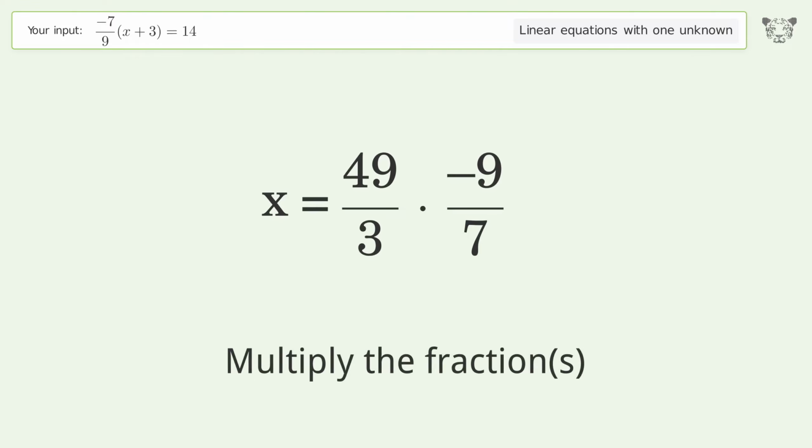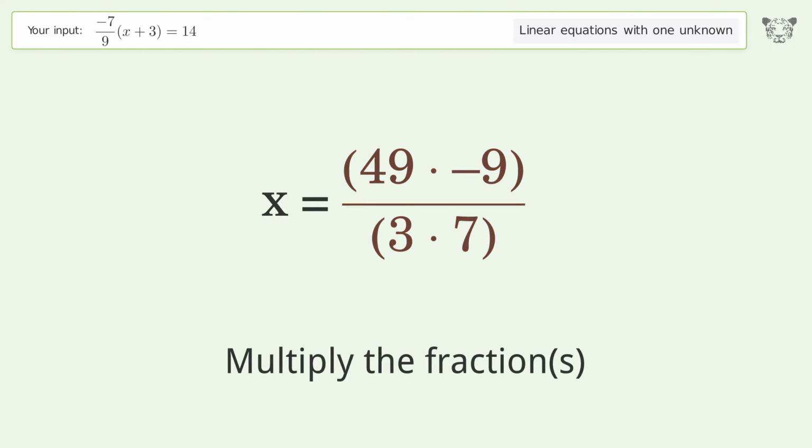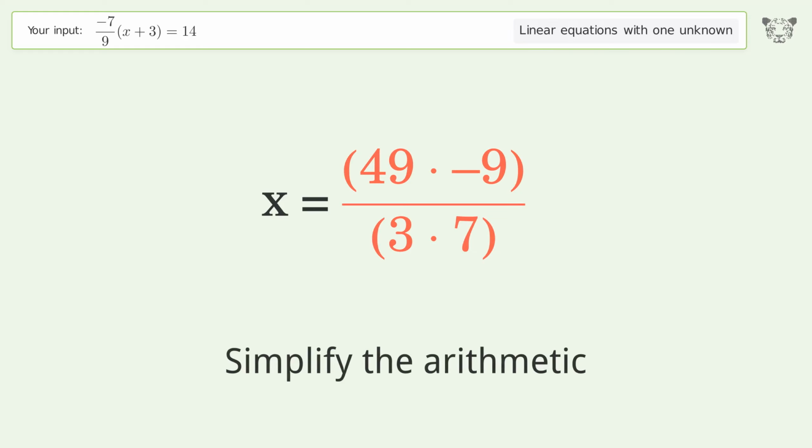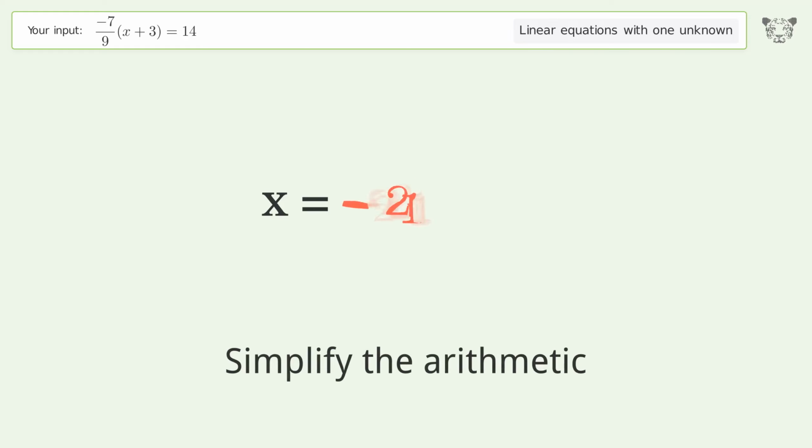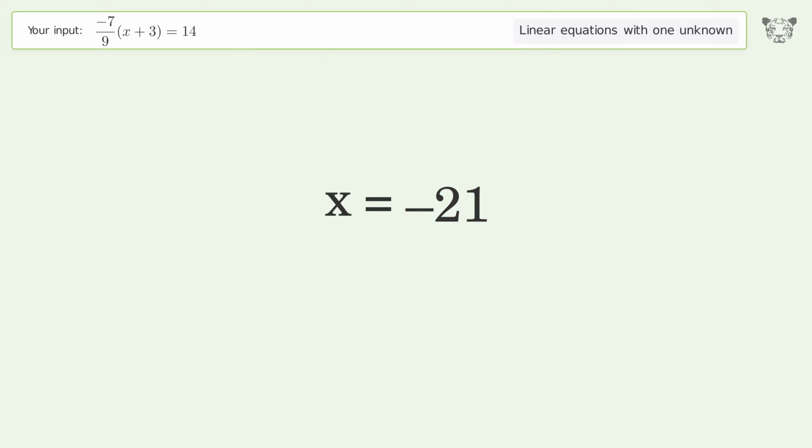Multiply the fractions. Simplify the arithmetic. And so the final result is x equals -21.